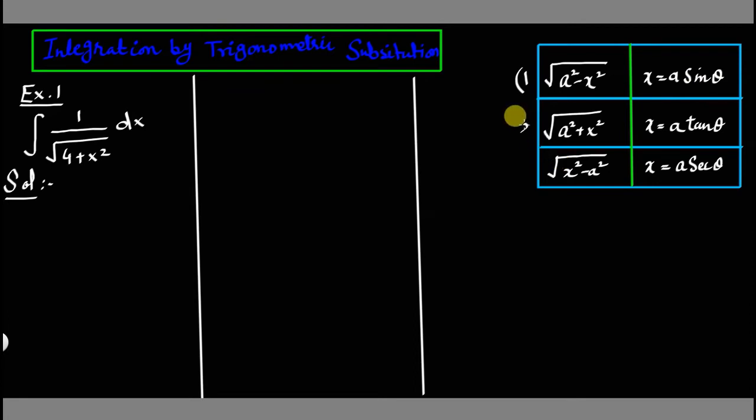In the second case, whenever you have the square root of a square plus x square, then you will substitute x equal to a tangent theta. And finally, number 3, whenever you have a question like this, the square root of x square minus a square, then you will substitute x equal to a secant theta.